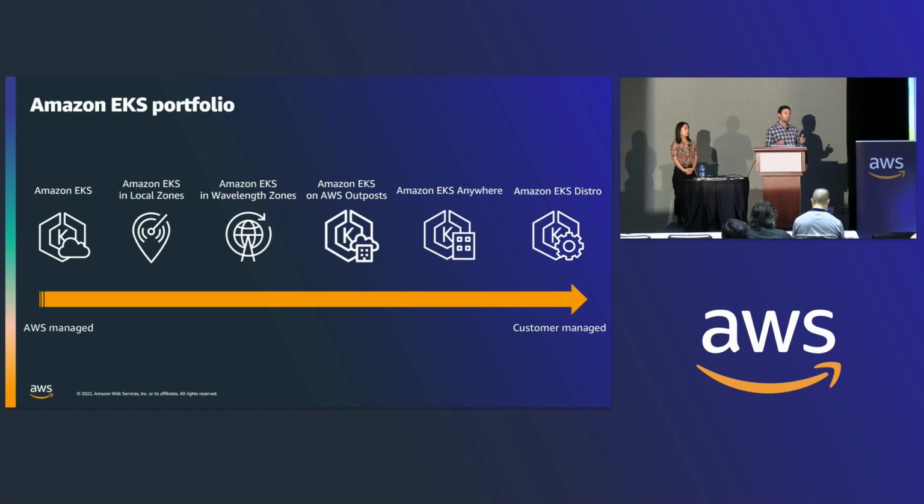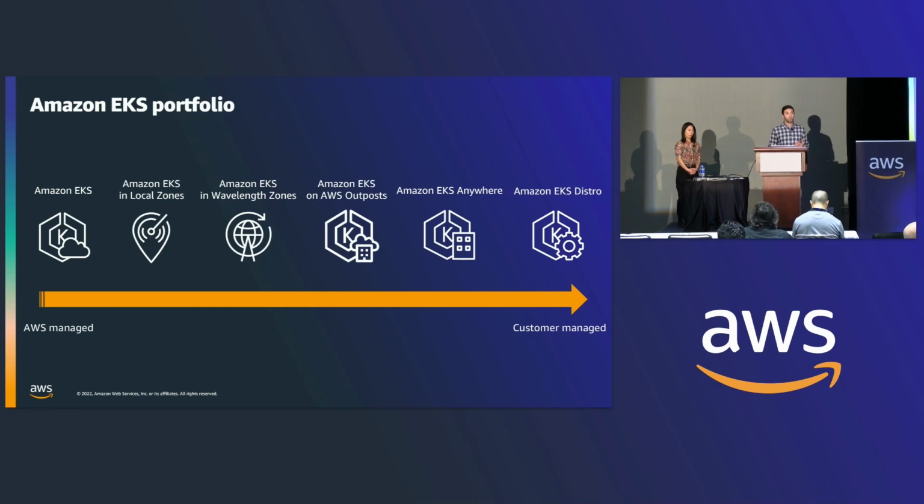And then as you move to the right here, in local zones, wavelength zones, and AWS Outposts, this is where you have to use self-managed node groups at the moment. And so that's why those are on the right of that spectrum of customer managed, because now we manage less of that data plane when you do run EKS nodes in local zones, wavelength zones, or on Outposts. And then there's Amazon EKS Anywhere, which is a customer managed solution.